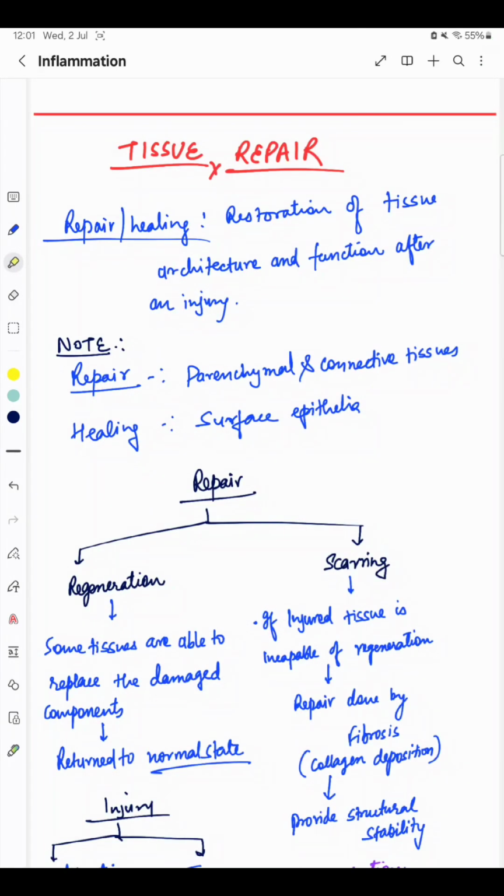Now we will discuss about the tissue repair. Repair or healing is the restoration of tissue architecture and function after an injury. Usually the term repair is used for parenchymal and connective tissue restoration, and the term healing is used for surface epithelia restoration.